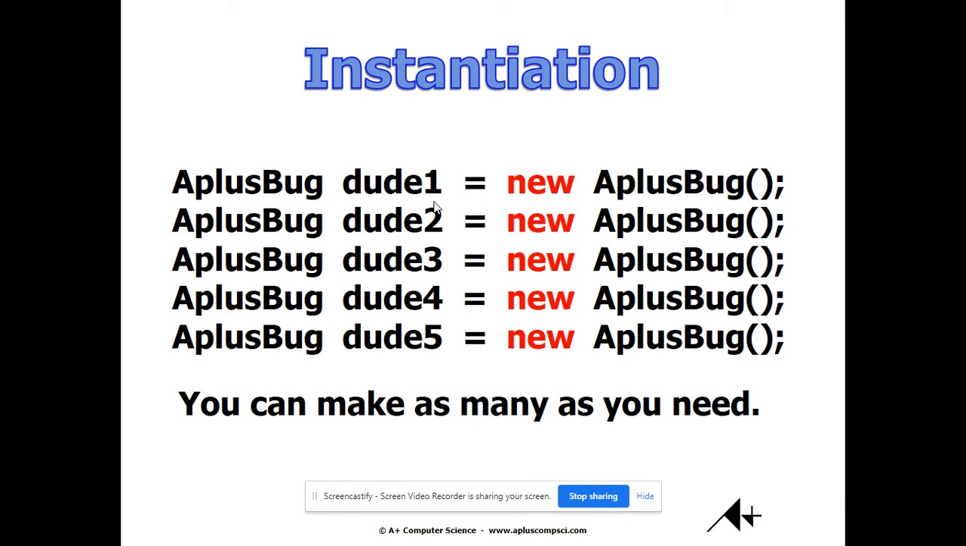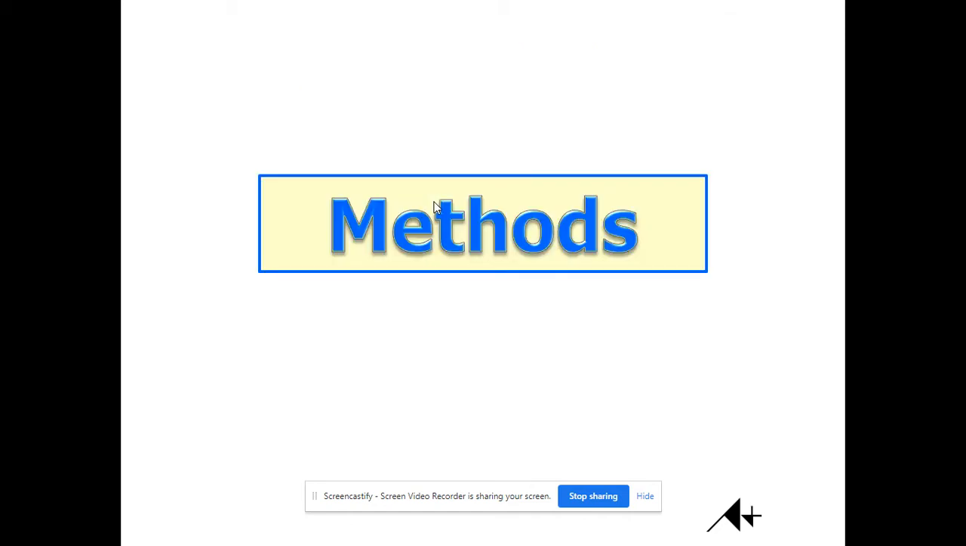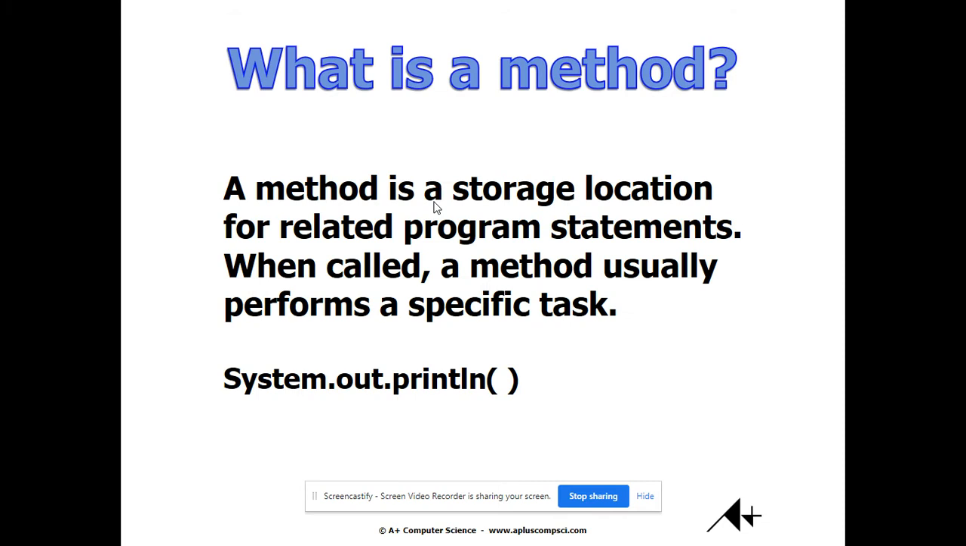Now, you can instantiate as many objects as you want. You can make 5. I created 5 here. You can create 100. Or usually we're just creating 1. But there are some instances where you might want separate objects that can do separate things. Now, when you create an object, you're allowed to use the class's methods. Now, we've been doing this since day 1. You just didn't realize it.